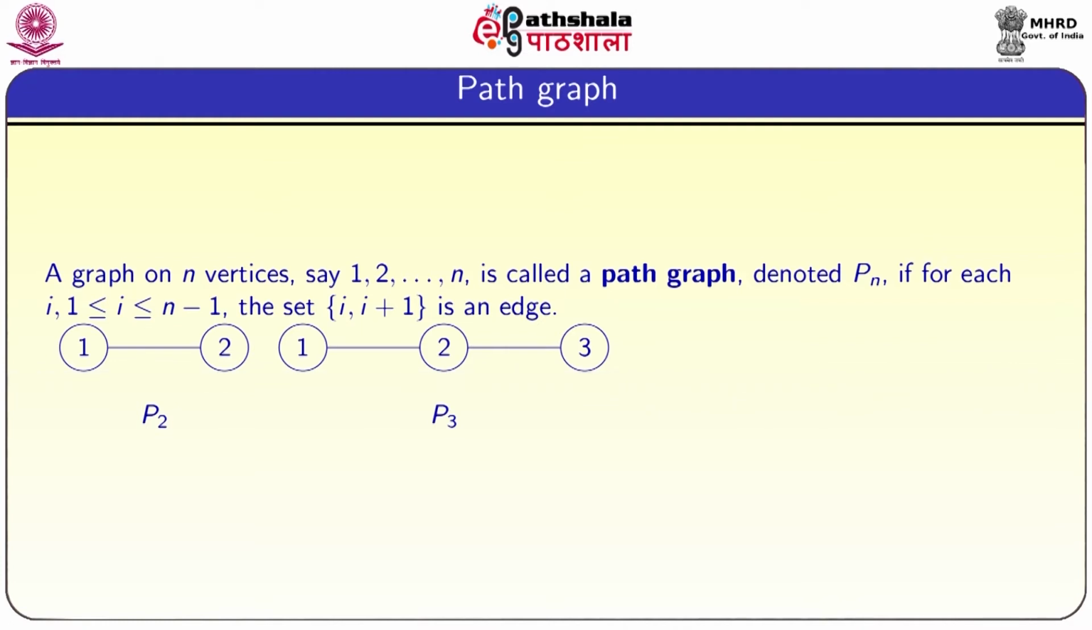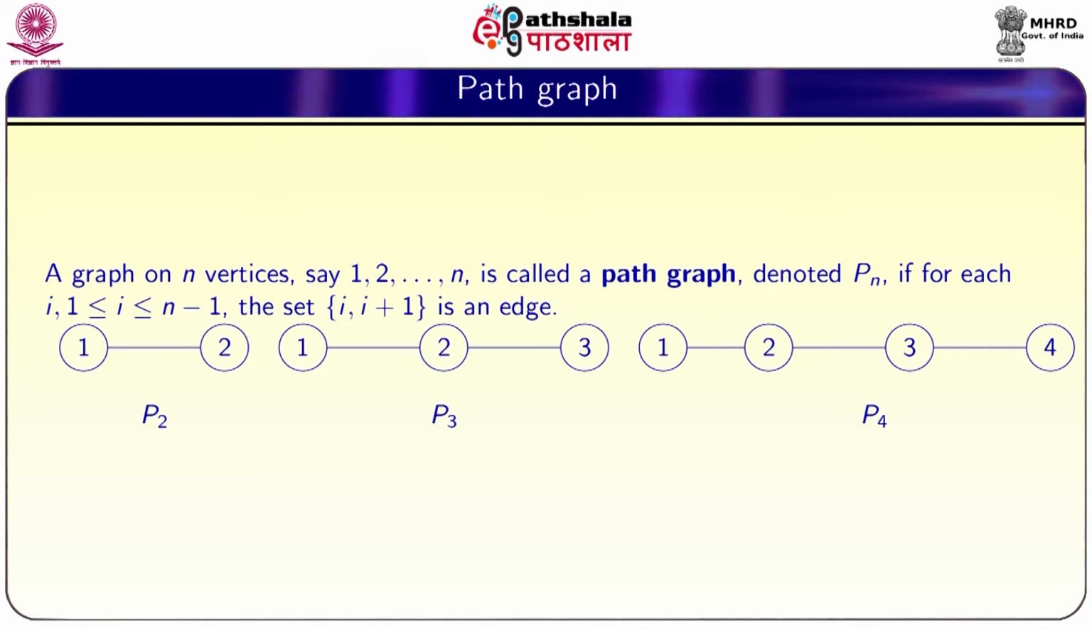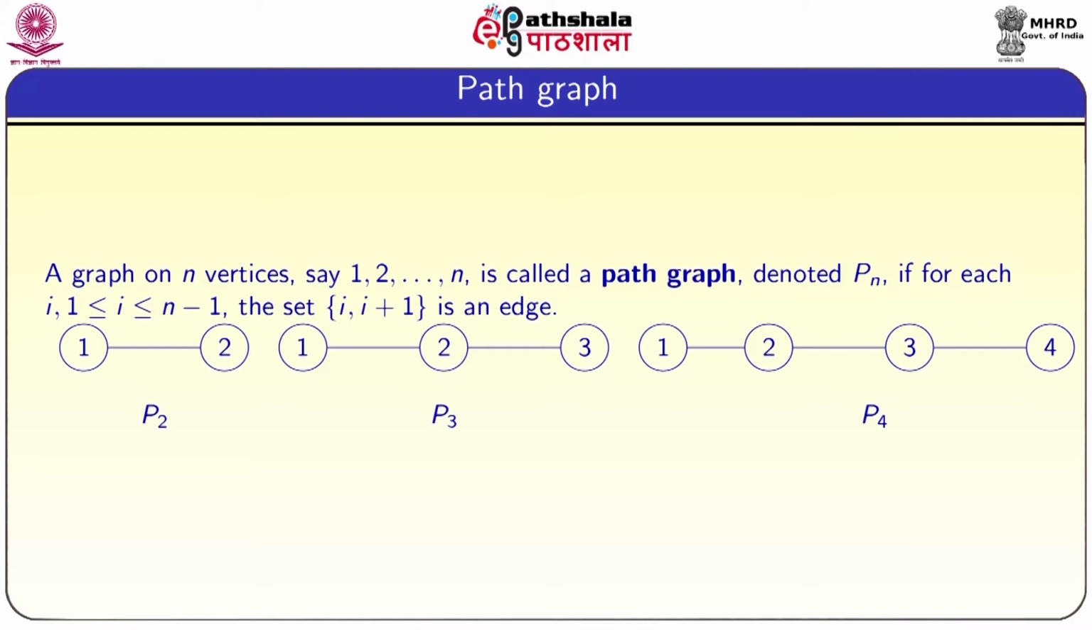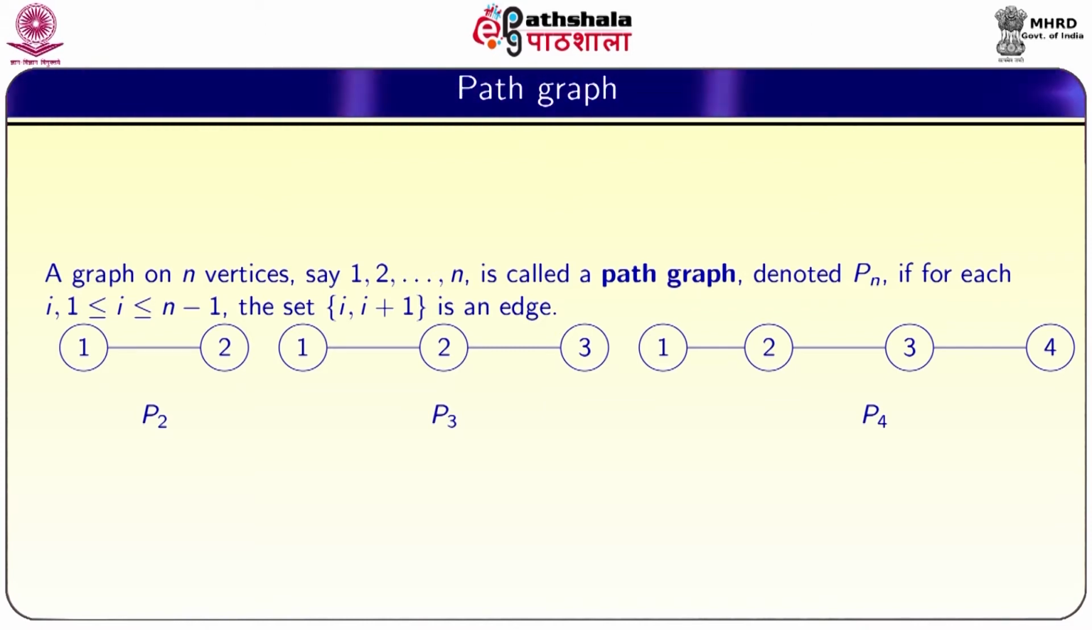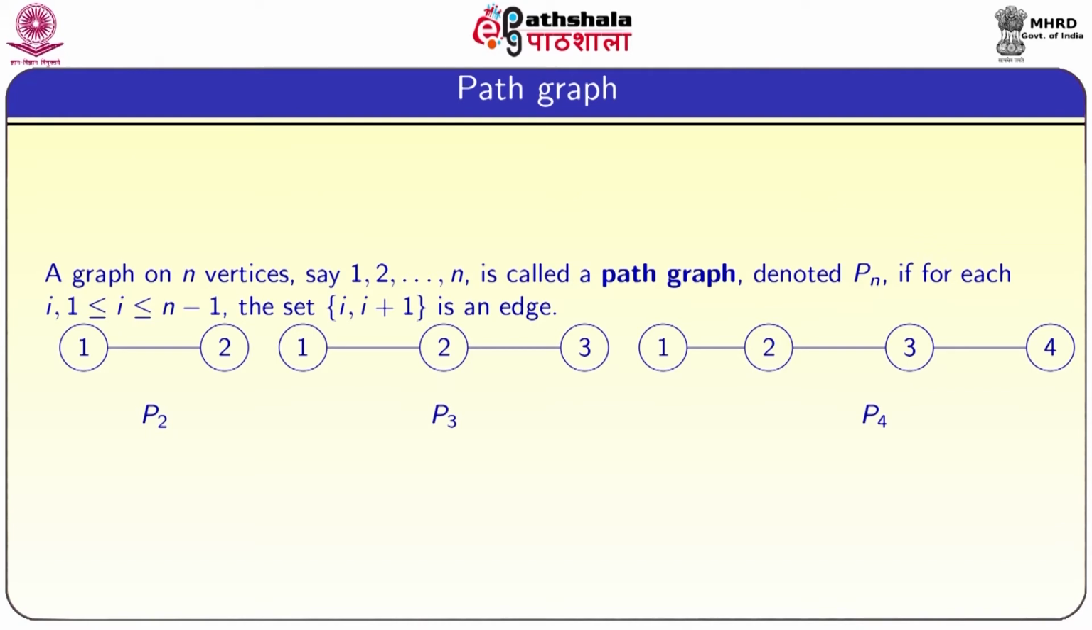Here, if you look at it, it has two vertices of degree 1 and one vertex of degree 2, and the number of edges is just 1 less than the number of vertices. If you look at P4, there are 4 vertices and there are only 3 edges. The 3 edges are from 1 to 2, 2 to 3 and 3 to 4. And again it is easy to see that if I now put an edge from 4 to 1 in P4, or in P3 if I put an edge from 3 to 1, then we are going to get the cycle graph. That means this graph is obtained from the cycle graph just by deleting one edge.